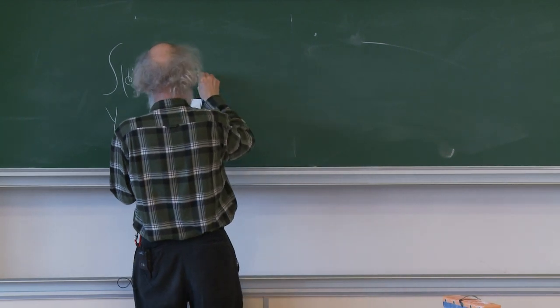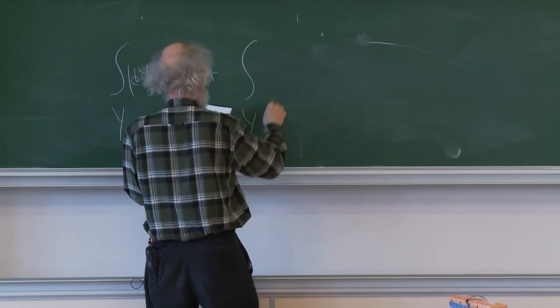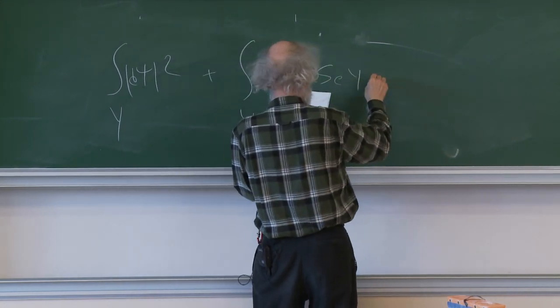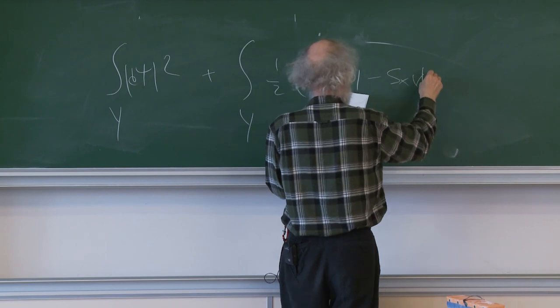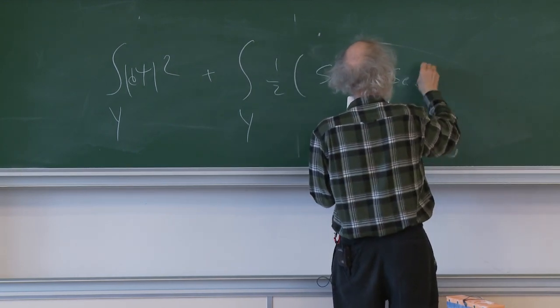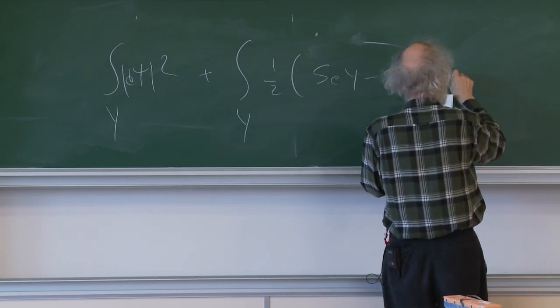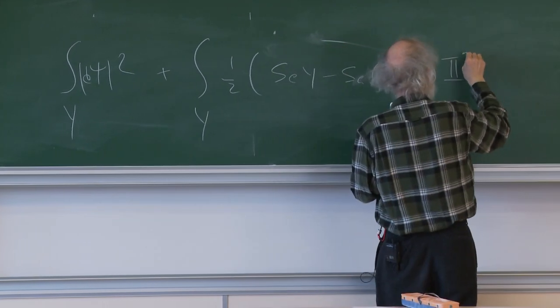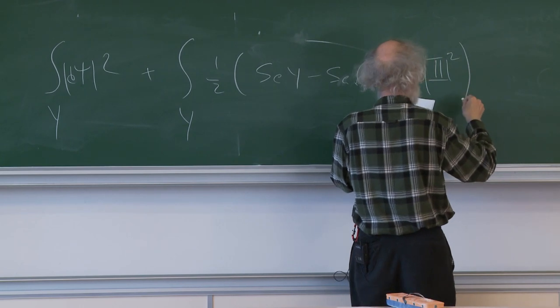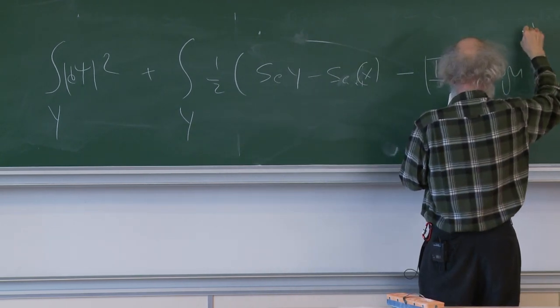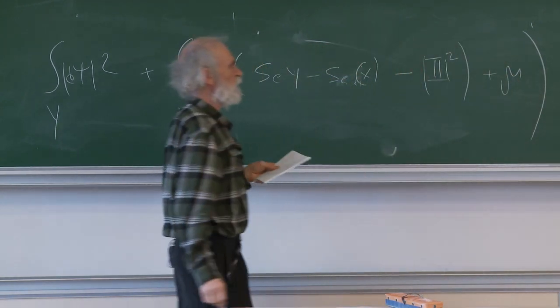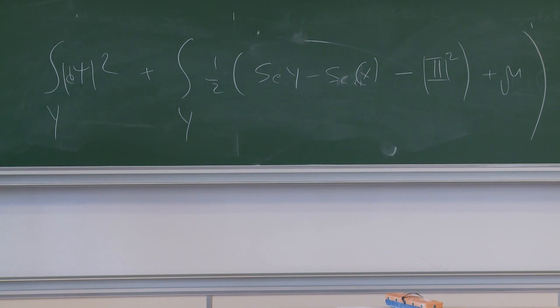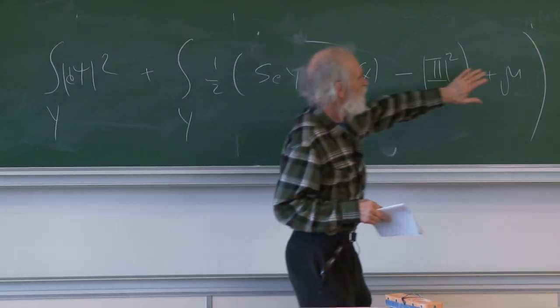It is plus the integral of 1/2 scalar of Y minus scalar of X minus the second fundamental form squared, everything here 1/2, squared. And there is an extra term, this one. And this is the mean curvature of the manifold. And the mean curvature, you see, it's signed. So if you change the vector field, it will change the sign. I think it's mu. And again, if it is a minimal variety, this thing disappears.